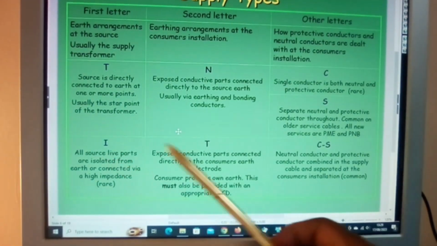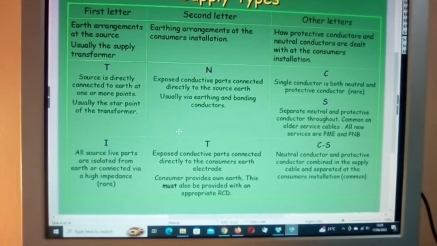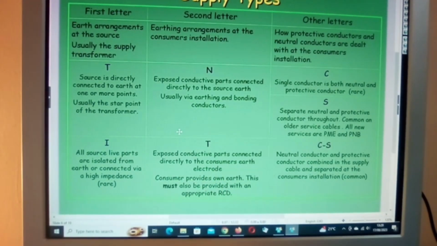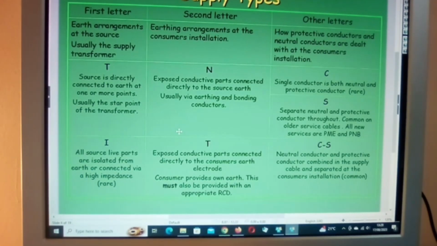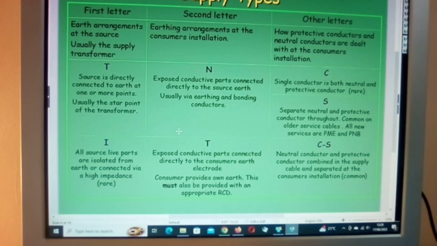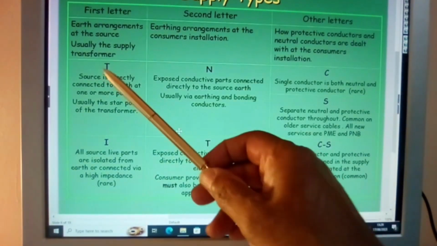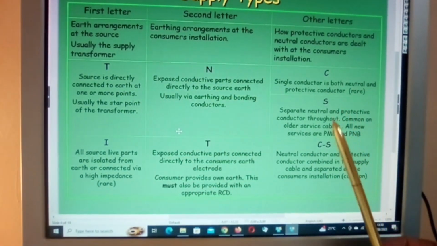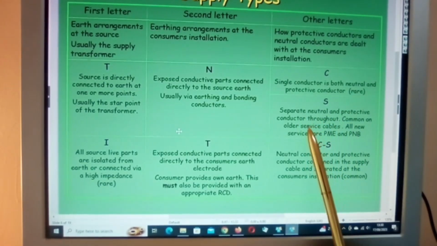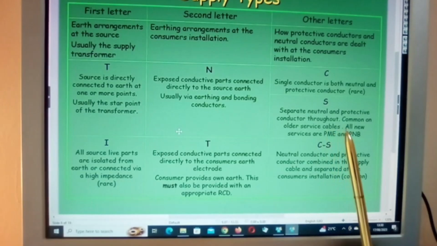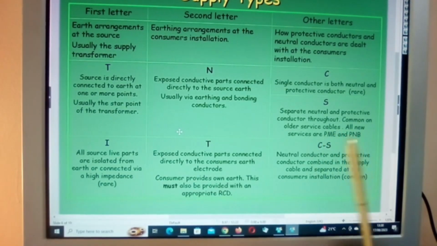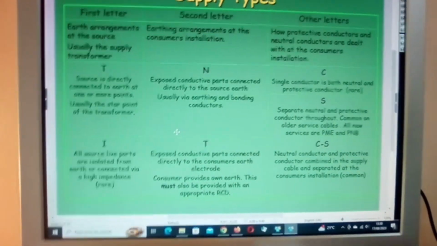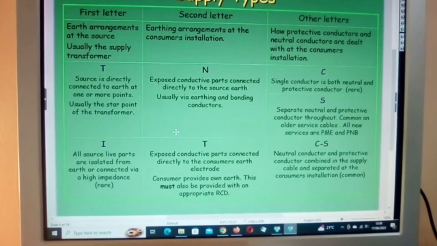And here you have IT. So I'm telling you what those systems are. And here you can look at this from a TN-C-S criteria. A separate neutral and protective conductor throughout, common on all service cables. All new services are PME and PNB, meaning that you now have the neutral and earth conductor connected at one point.